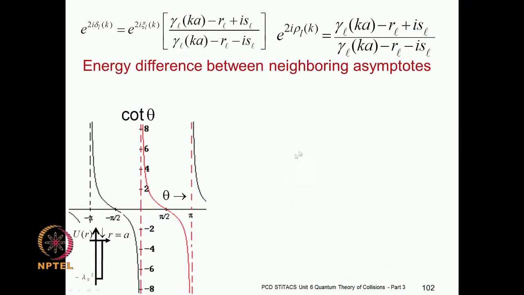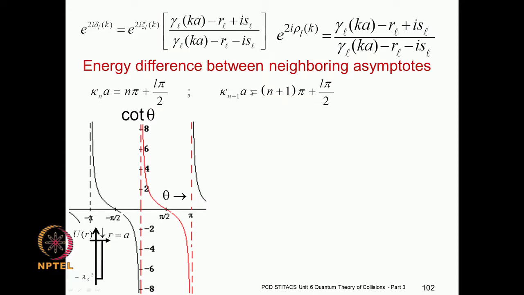And if you look at neighboring asymptotes, the adjacent asymptotes, then for one, kappa a will be n pi plus l pi by 2. For the next one, which I indicate by a subscript n plus 1 instead of n, here I have n plus 1 pi plus l pi by 2. So these are the values of kappa.